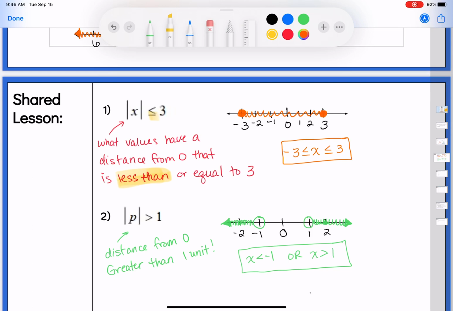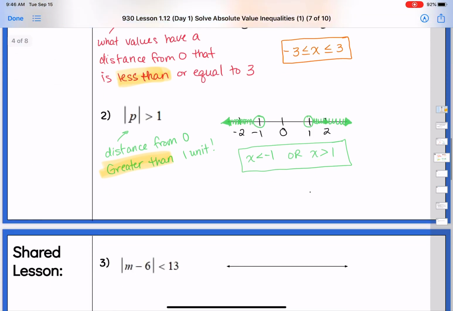And notice on the first one, I needed the distance to be less than or equal to 3, and I ended up shading towards the 0, right? And the second one, I needed a distance that was greater than 1, and I ended up shading away from 0. Greater than would be an or, and less than is a good way to think of that I would end up with an and compound inequality. It's just a little trick to use.